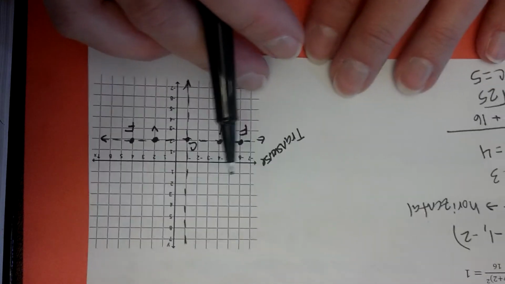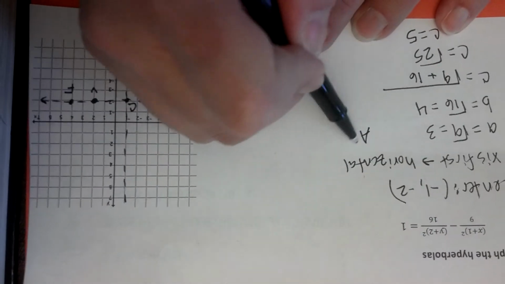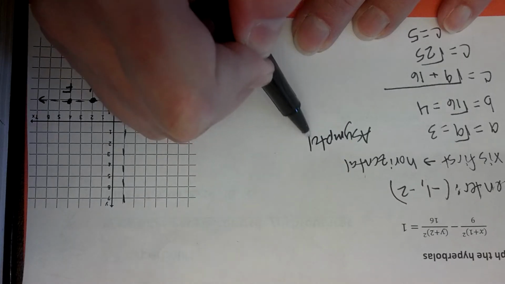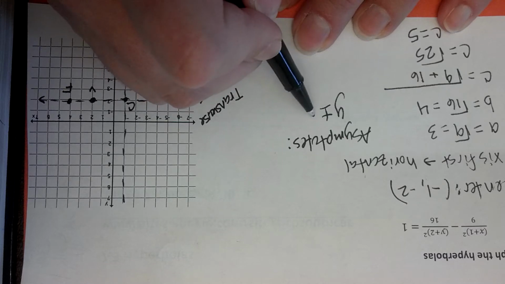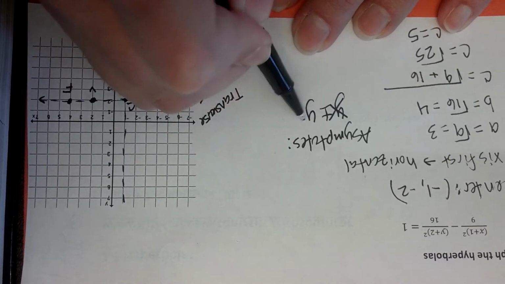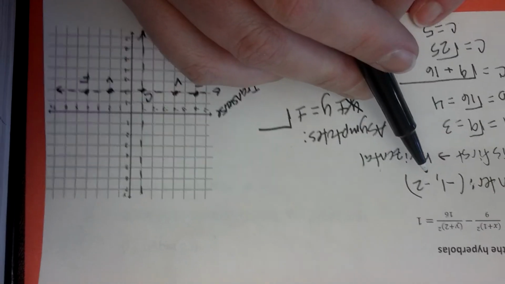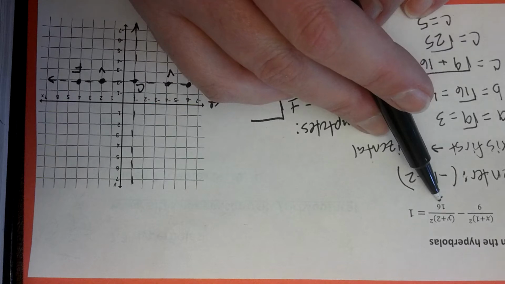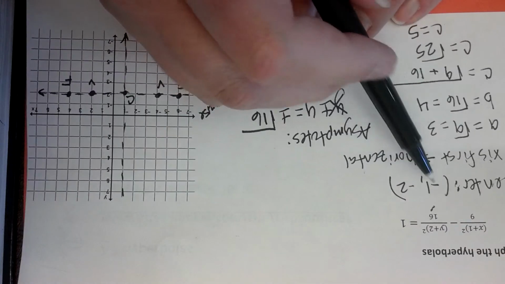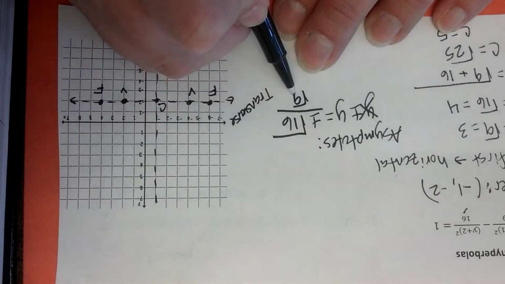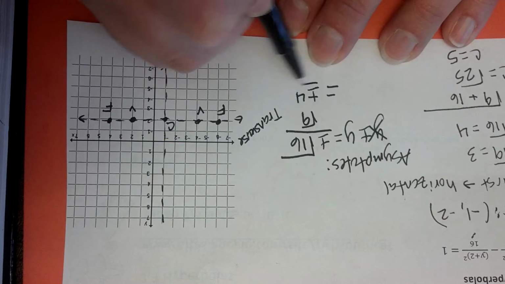Now I have to actually draw in the hyperbola. To do that, I need to find the asymptotes. So asymptotes are y equals plus or minus the square root of y's denominator. So here's y's denominator, it's 16. The square root of 16 is going to give me 4. The square root of x's denominator is going to give me 3. So there's my asymptote. It's plus or minus 4/3.